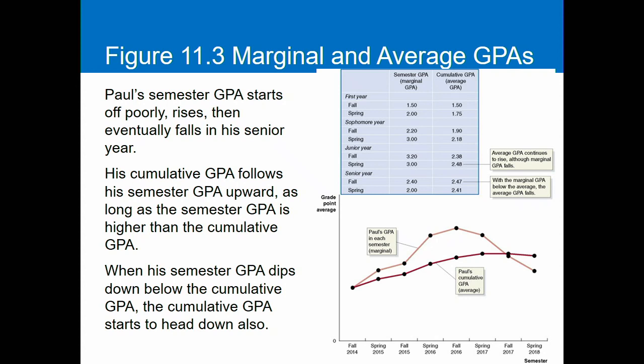We see the same thing going on with marginal product and the average product of labor. We don't have an actual graph here. Okay, so as long as the marginal product of labor is greater than the average product of labor, it's going to bring the average product of labor up. And once that marginal product of labor dips below the average, it's going to bring the average down.